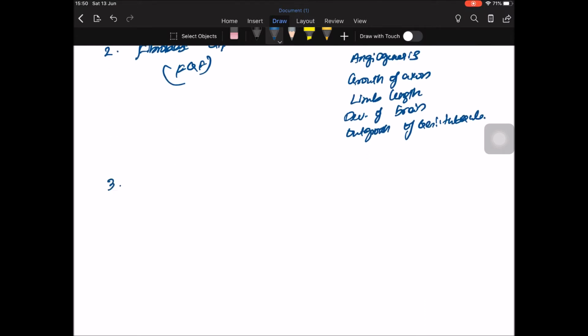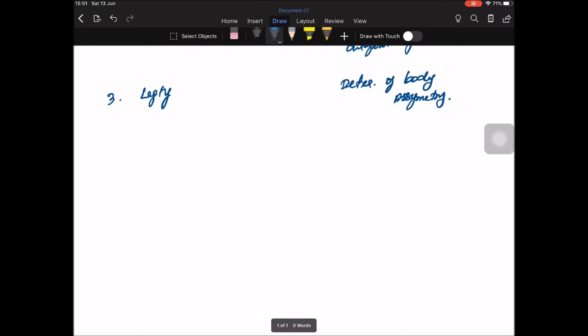The next one is the Lefty gene. This helps in determination of body asymmetry.